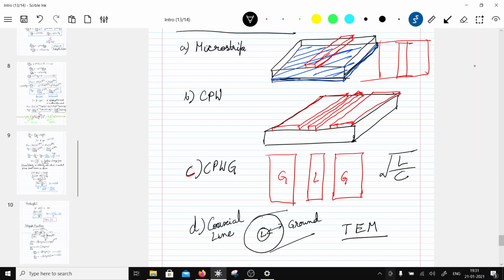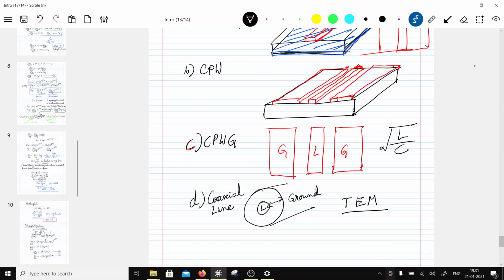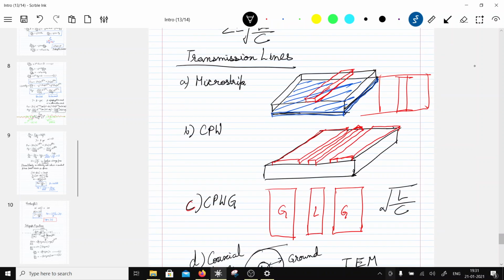Or if you bring the coplanar grounds closer to the line, then the impedance is going to reduce. If you take them far away, the impedance is going to increase. Similarly, if you make the line fatter, then L is going to reduce, so impedance is going to reduce. If you make the line thinner, then L is going to increase and impedance is going to increase. So you see, it is all a question of the play of L and C, which decides the impedance of the line.